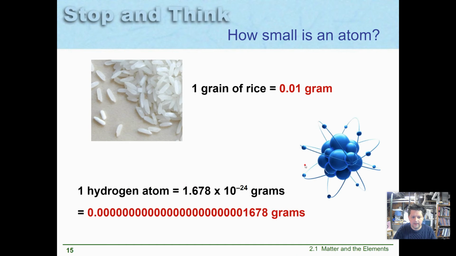So how small is that single atom? If you consider a grain of rice as 0.01 grams, a single grain of rice, you can imagine how heavy a grain of rice is in your hand. You can barely feel it. A hydrogen atom is 1.678 times 10 to the negative 24th grams, or this long chain of zeros. You would never be able to feel that in your hand. It's so unfathomably small. You could fit literally hundreds of millions of them in a grain of rice.